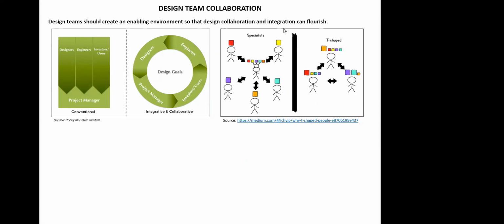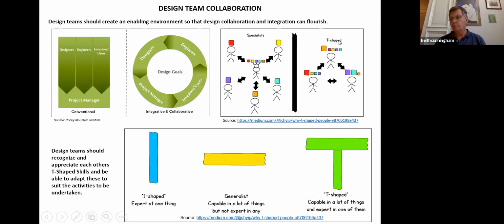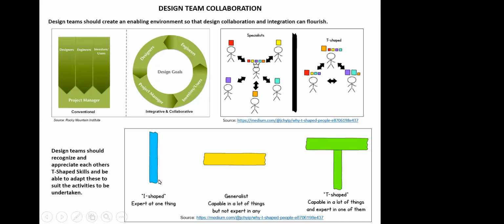And this is where we start developing T-shaped skills. So the T-shaped skills are basically, if you can imagine the I and the T, this is an expert at one or two things. That's like an engineer or an architect, someone who's really specialized and focused in their project designs. Then you've got a generalist, and these generalists are capable of a lot of things, but they're not an expert in any. So that famous quote, jack of all trades, master of none, that's a generalist. And then you've got a T-shaped skills person.